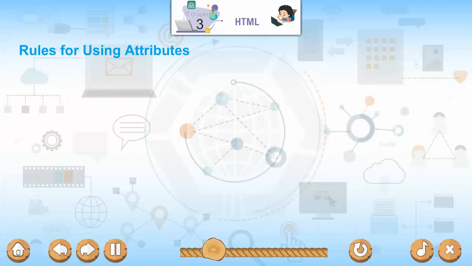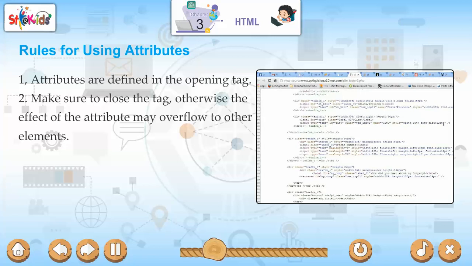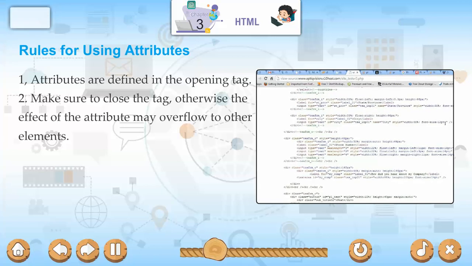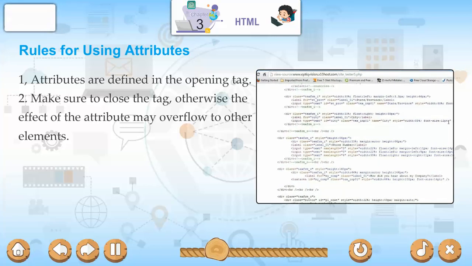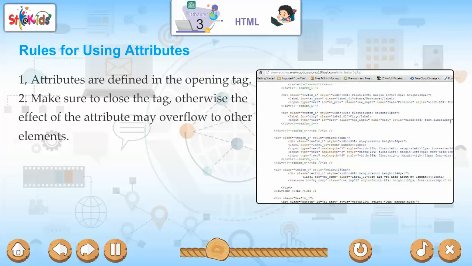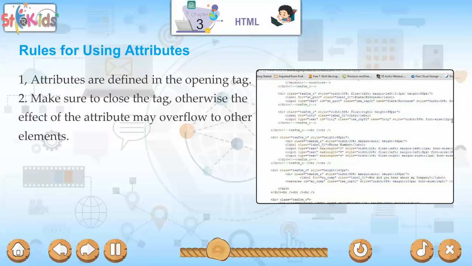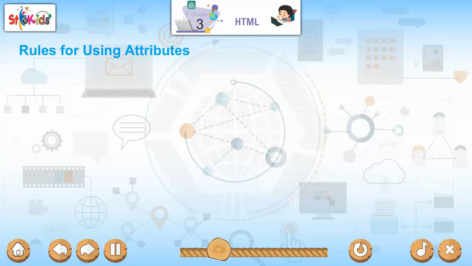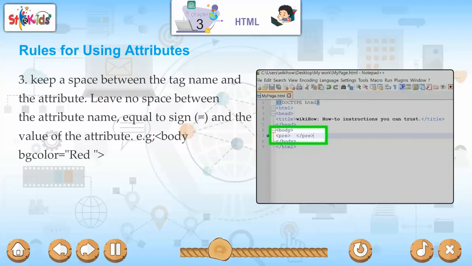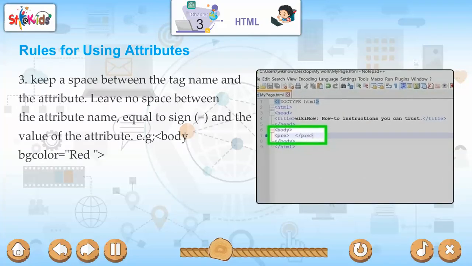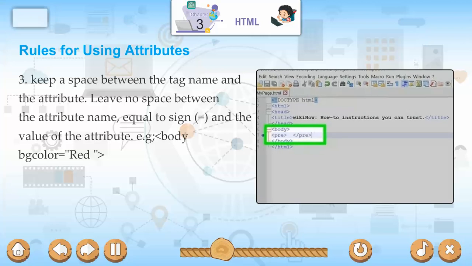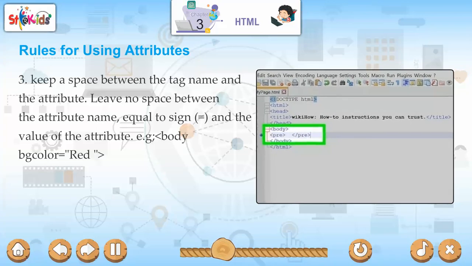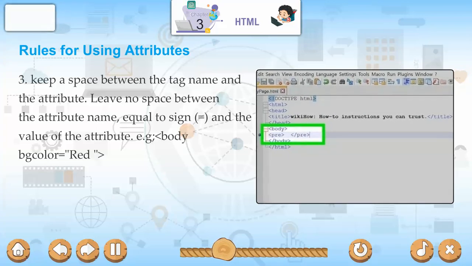Rules for using attributes. First, attributes are defined in the opening tag. Second, make sure to close the tag, otherwise the effect of the attribute may overflow to other elements. Third, keep a space between the tag name and the attribute. Leave no space between the attribute name, the equal to sign, and the value of the attribute.